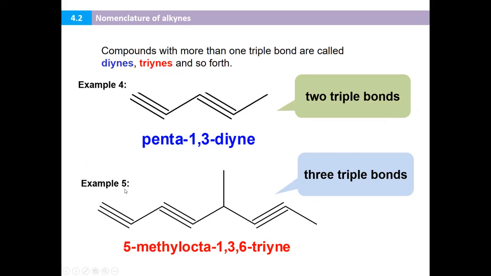And for example 5, it has this compound, it has 3 triple bonds. So it will be 1, 2, 3, 4, 5, 6. So the locations are 1, 3, 6. And you have here 3 triple bonds. So it will be tri. And at location number 5, you have the substituent methyl. So you put here 5-methyl octa-1,3,6-triyne.